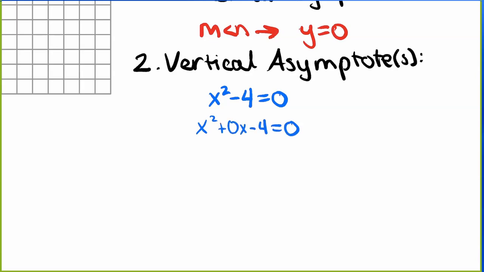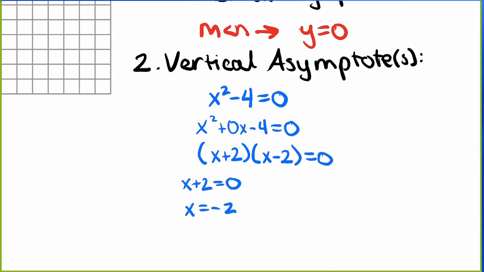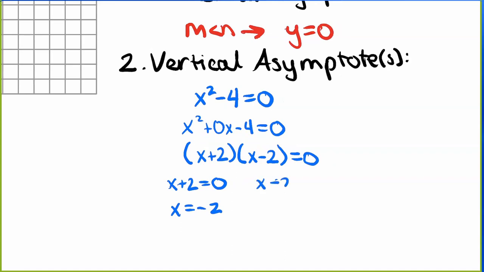Well, what multiplies to negative 4 but adds to 0? Negative 2 and 2. So we have (x plus 2)(x minus 2) equals 0. If you set each of these equal to 0 separately, you'll get x equals negative 2 and x equals positive 2.